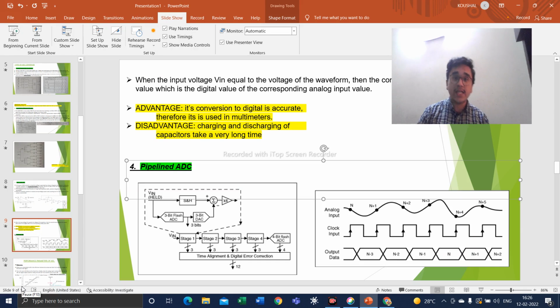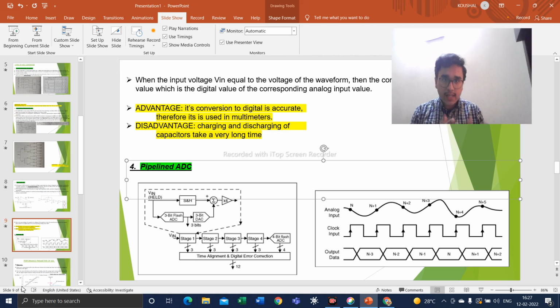Okay, so the next type of ADC is called the pipelined ADC. In this type of pipeline ADC, the overall strategy is to break down the overall conversion of analog to digital into a sequence of n serial subtasks. You can see the stages in the diagram. In a pipeline ADC, we can have a resolution ranging from 8-bit to 16-bit.